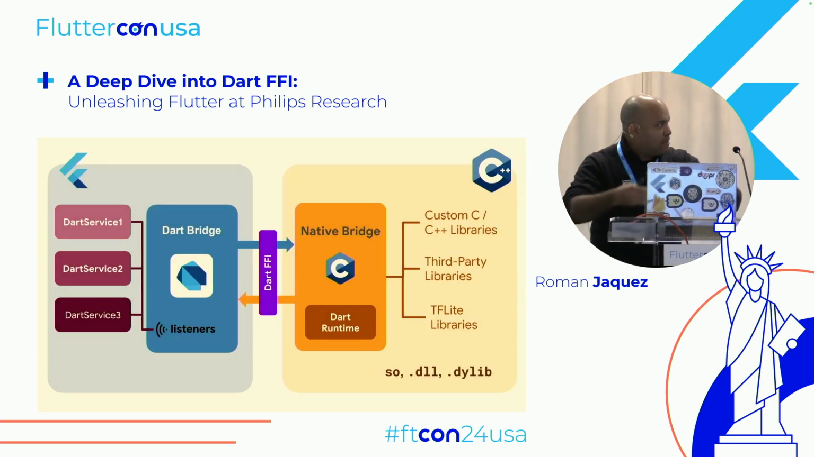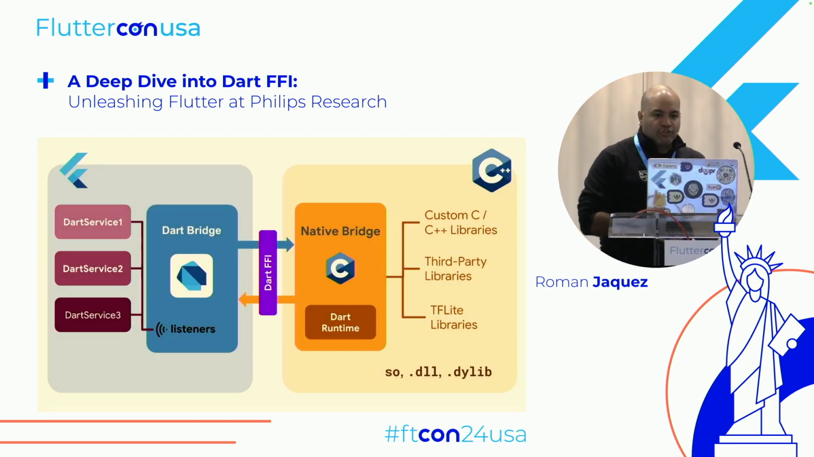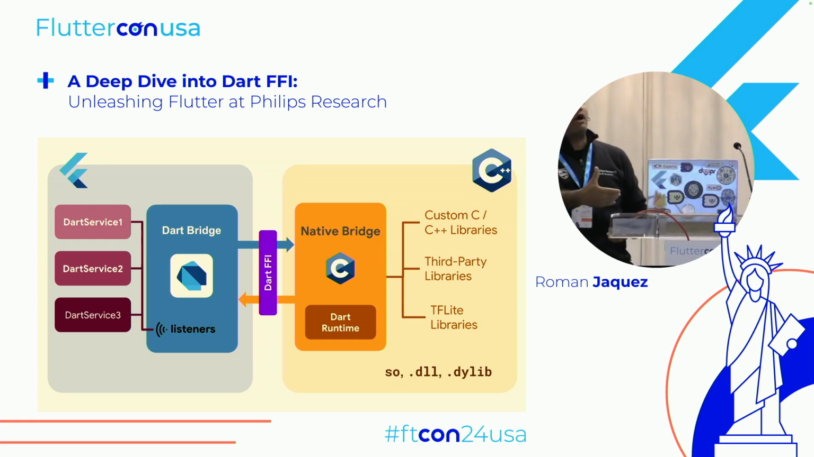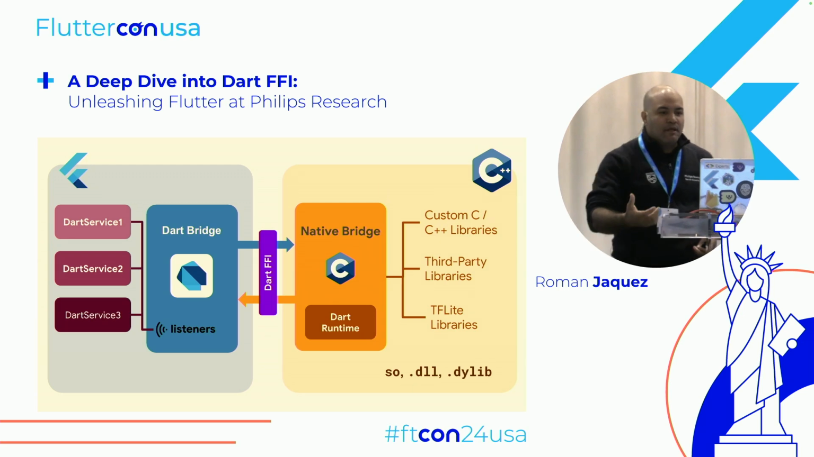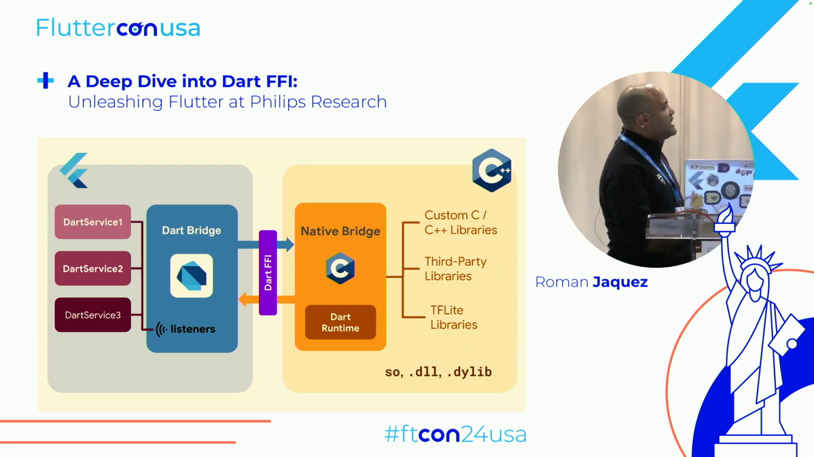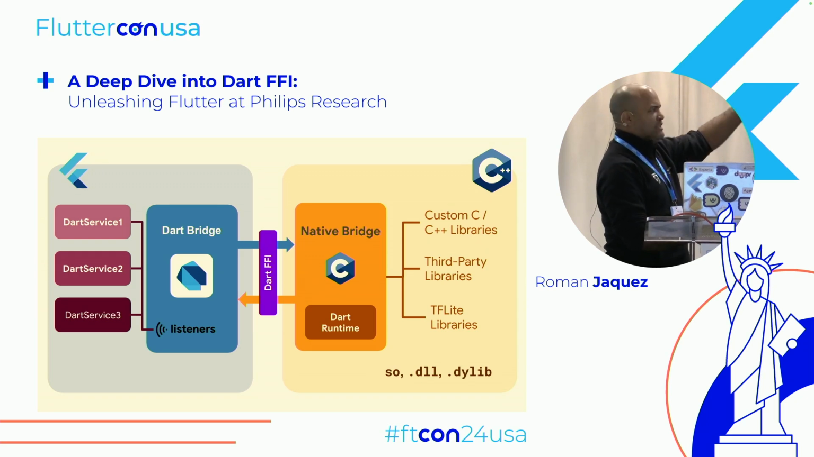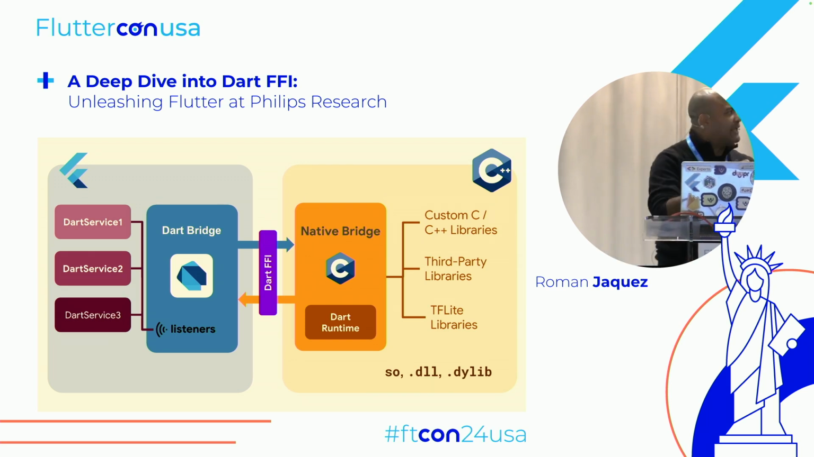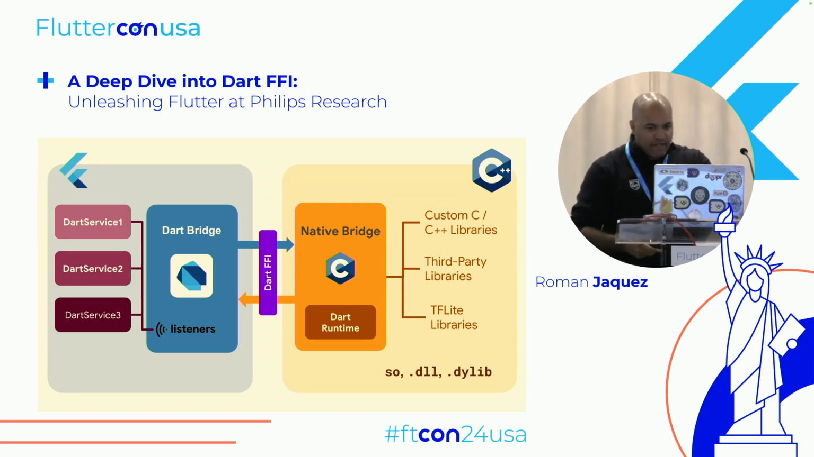So now we're stepping back one more time. Your custom native code doesn't know about Dart. For example, our libraries within Philips don't know about Dart. They don't know about FFI. That's the reason why you have to create some sort of a thin wrapper between your custom libraries, your third-party libraries, your TensorFlow libraries, whatever you want to use, and all the marshalling and unmarshalling and the whole Dart FFI connectivity, right?